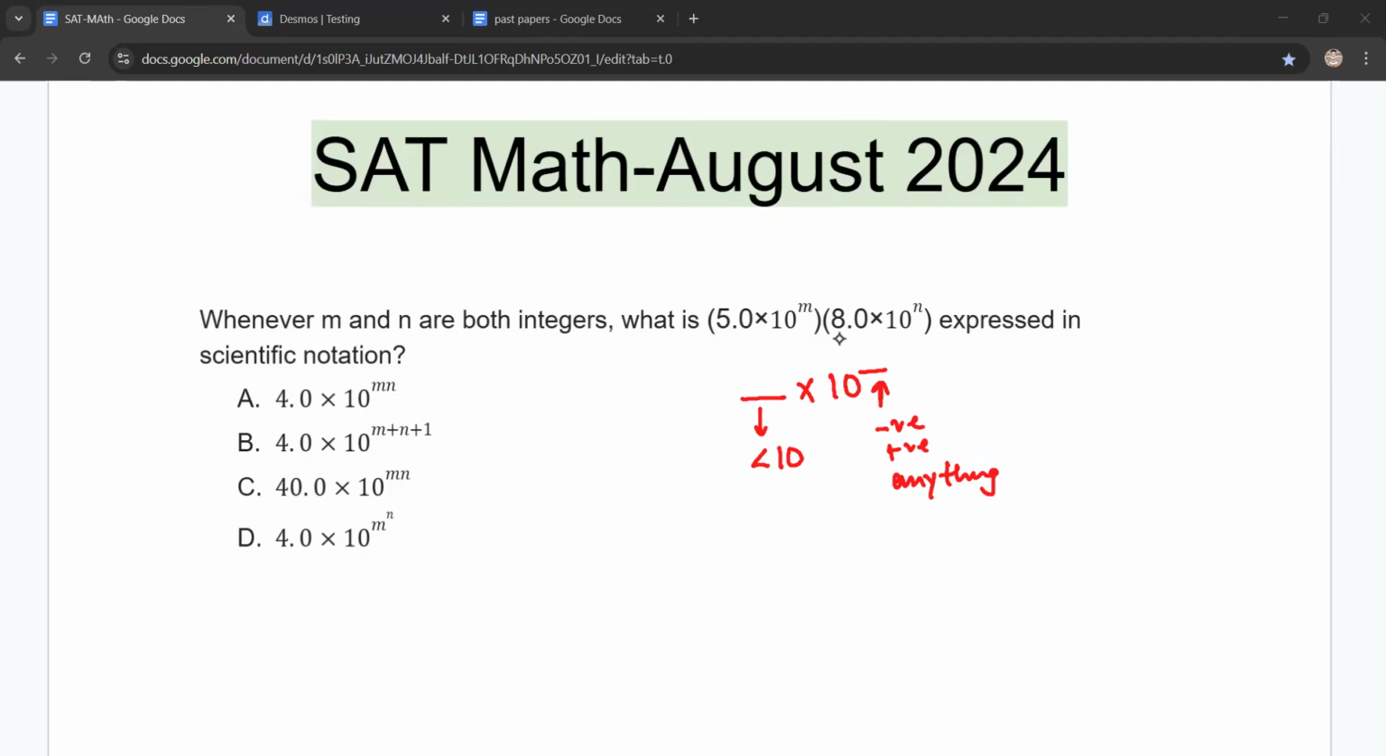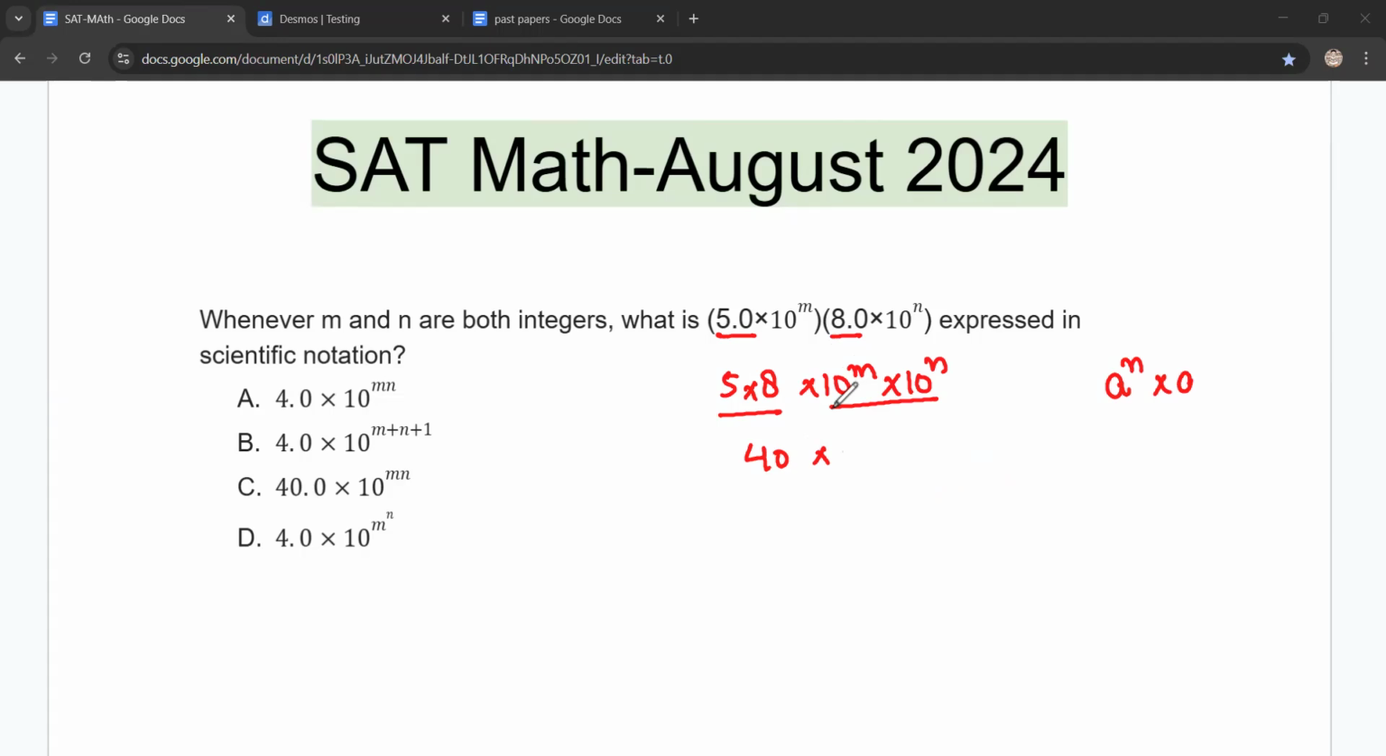So, first we'll multiply 5 times 8. 5 times 8 we will do. And then we have 10 power m times 10 power n. 5 times 8 is 40 times. Now here we have the bases the same, so powers can be added. If you have a power m times a power n, that can be written as a power m plus n. So it is 10 power m plus n.